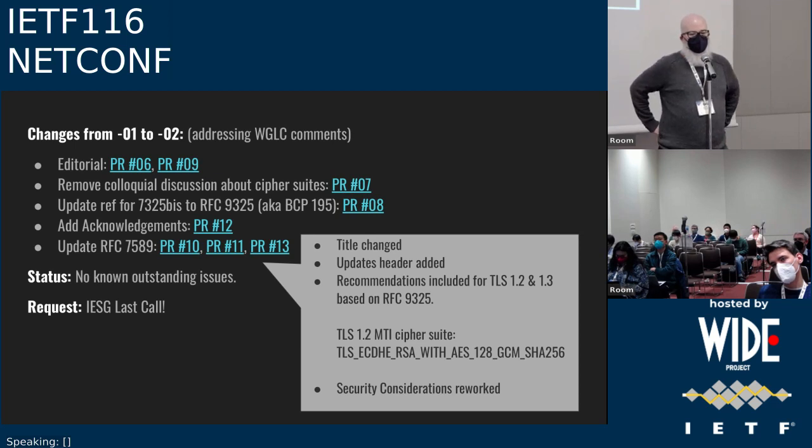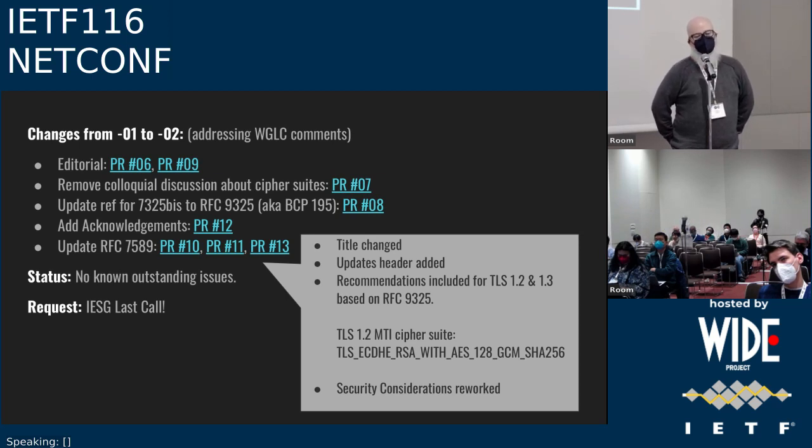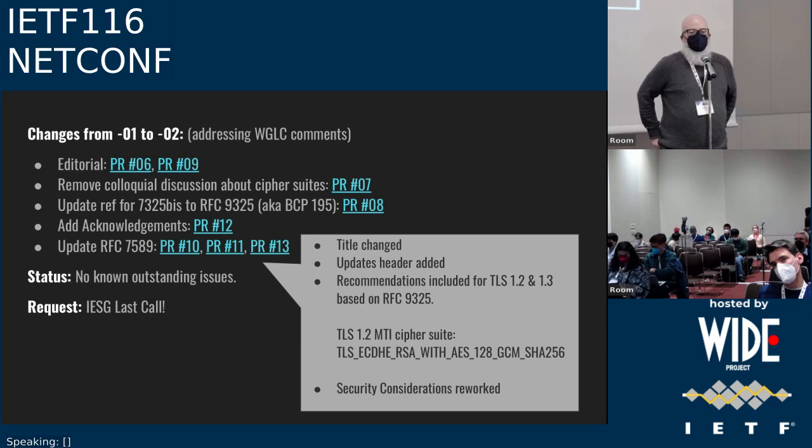One of the things that happened was we were referencing 7325bis, and it was actually published as an RFC, a BCP actually, so we updated that reference. We had an empty acknowledgements section. Well, we got a bunch of working group last call comments, so we thanked all the people there. And the last one was really the big change, which was, hey, this document really ought to update RFC 7589. That led to a bunch of things we had to change, starting with the title, because it was just NETCONF over TLS 1.3, but to update RFC 7589, you really had to say something about TLS 1.2.